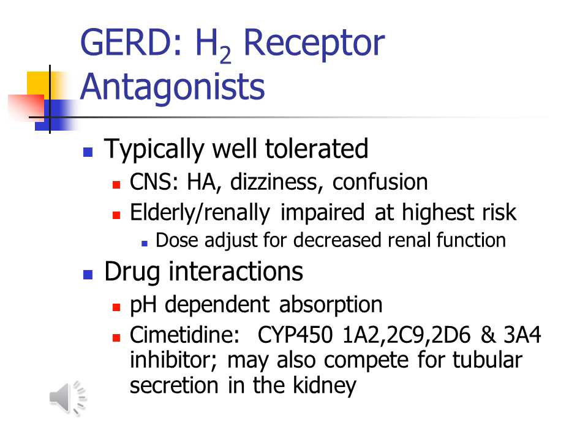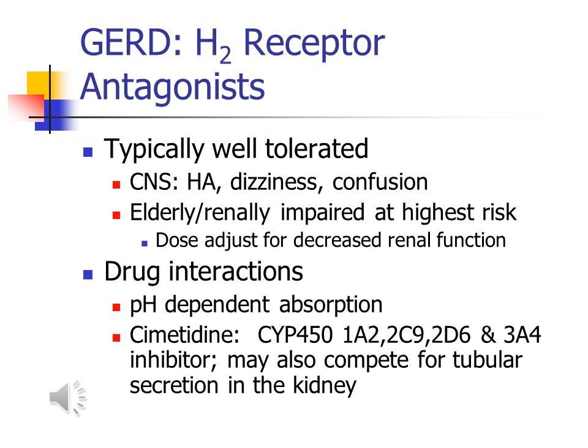These agents are typically well tolerated. They do have some central nervous system side effects associated with them, including headache, dizziness, and confusion. The elderly patients and renally impaired patients are at the highest risk for these side effects, and that's why they all have dose adjustment recommendations for decreased renal function based on creatinine clearance. So if you have a patient with renal insufficiency, consult the prescribing information for the individual agent that you're prescribing to know the appropriate dose for their renal function.